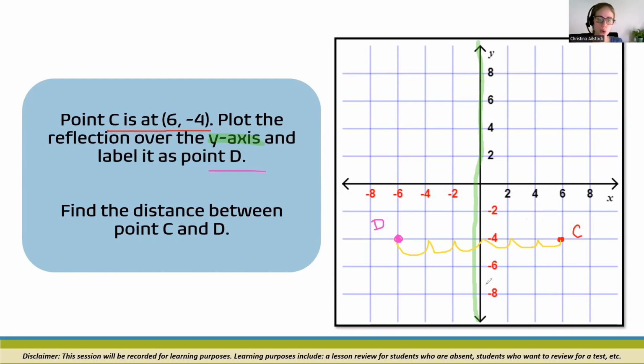But if you don't have a graph, there's a rule that works. If we look at this, let's identify our ordered pairs here and see if you can figure out the rule. So C is located at (6, -4), and our reflection over the y-axis, D, is located at (-6, -4). What do you notice about those points?